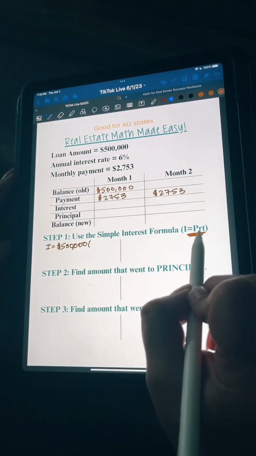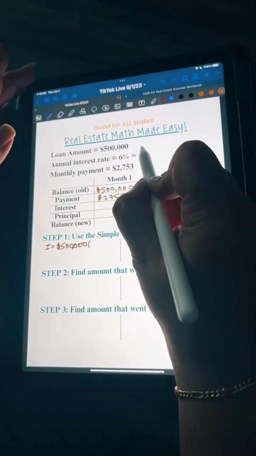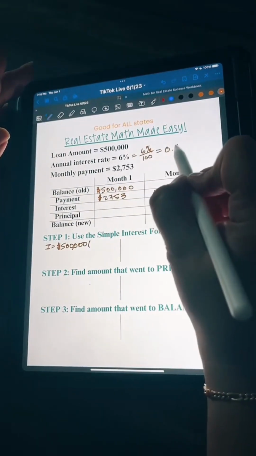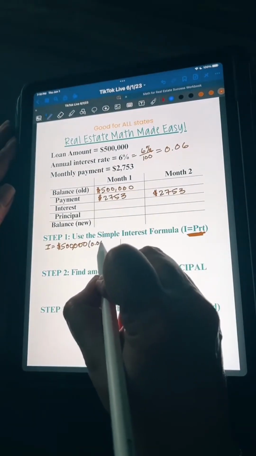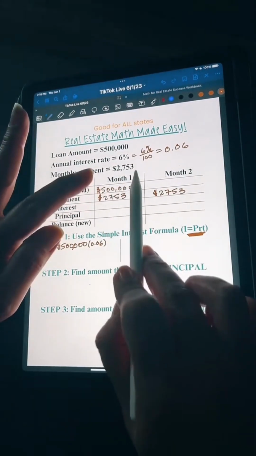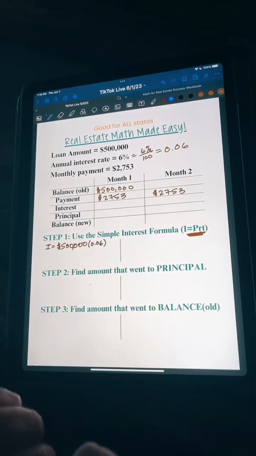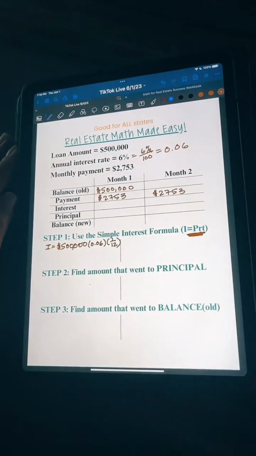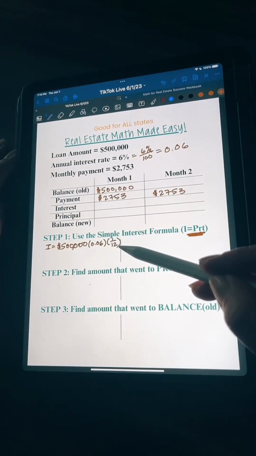Okay. My rate is 6% right here. So remember, I have to convert 6% to a decimal by dividing by 100. So that equals 0.06, so I'm going to multiply by 0.06 here. And then time, since this is only 1 month and it has to be displayed out of a whole year, I'm going to multiply this by 1/12, right? It is 1 month out of 12 total months out of the year.